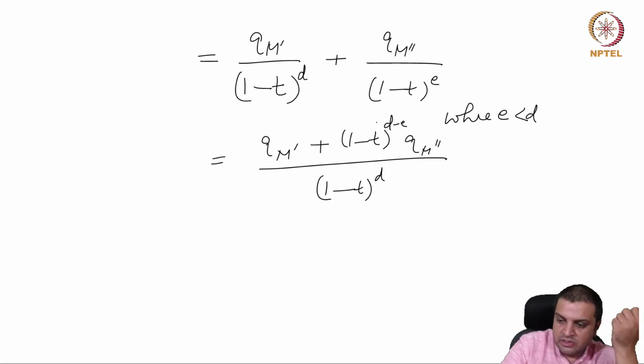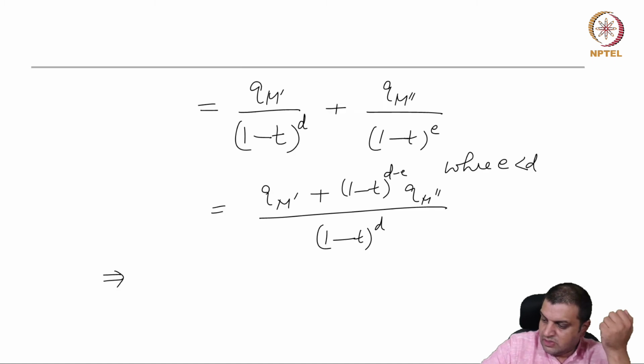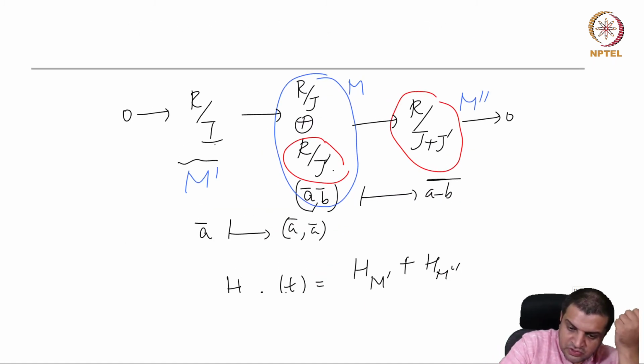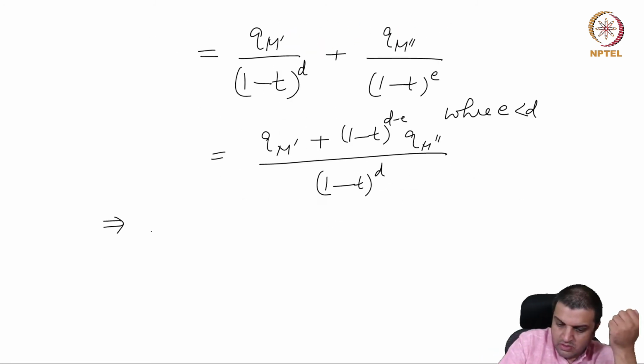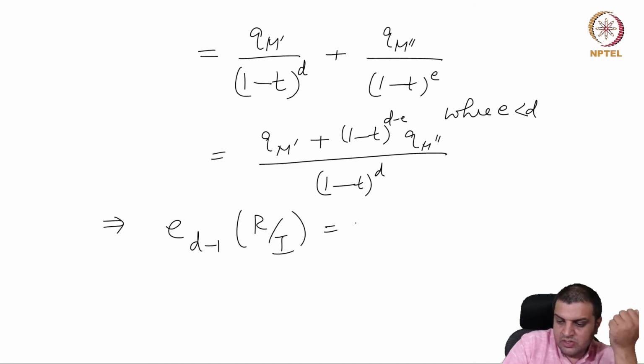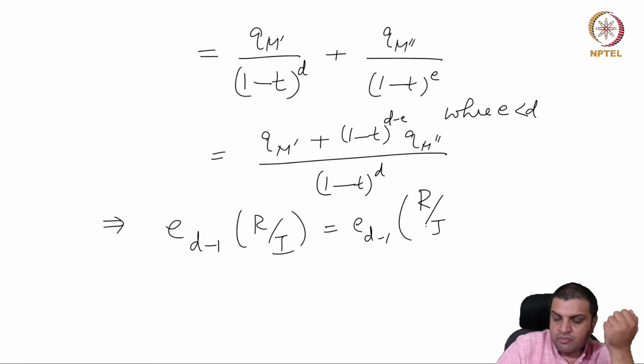And when we evaluate the numerator at 1, only this will show up. So this shows that for the middle one, the multiplicity of R mod I is the same as the multiplicity of this sum. This implies that e_{d-1} of R mod I is equal to e_{d-1} of R mod J direct sum R mod J prime.